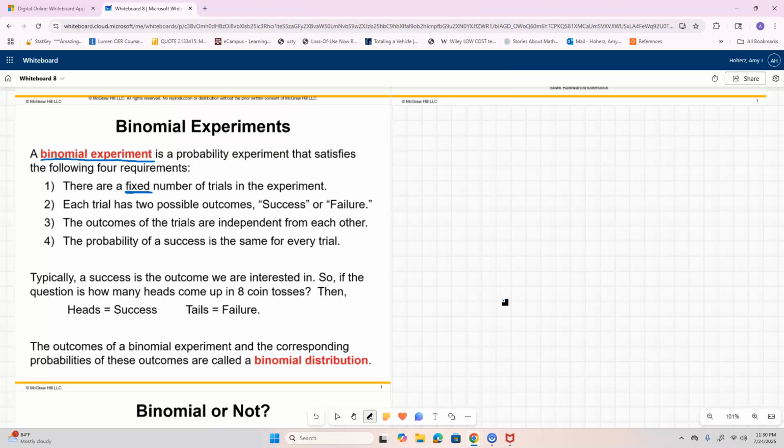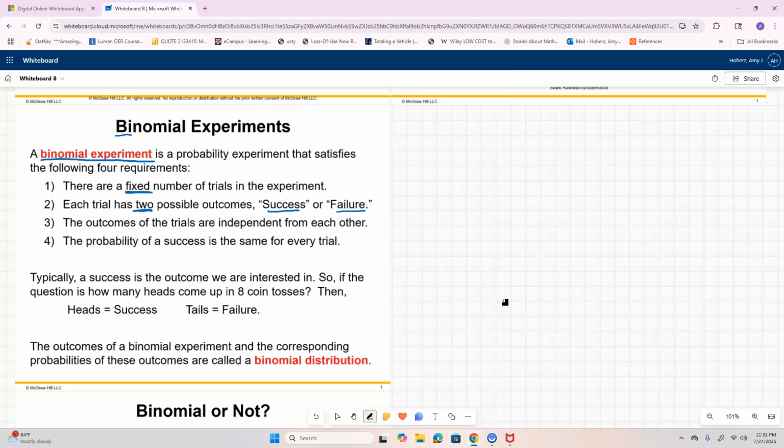The really unique thing, and the reason that this is called a binomial, bi meaning 2, the prefix bi always means 2, like a bicycle, each trial has 2 possible outcomes, and we call those success and failure. Now, in this case, success isn't necessarily always something good.